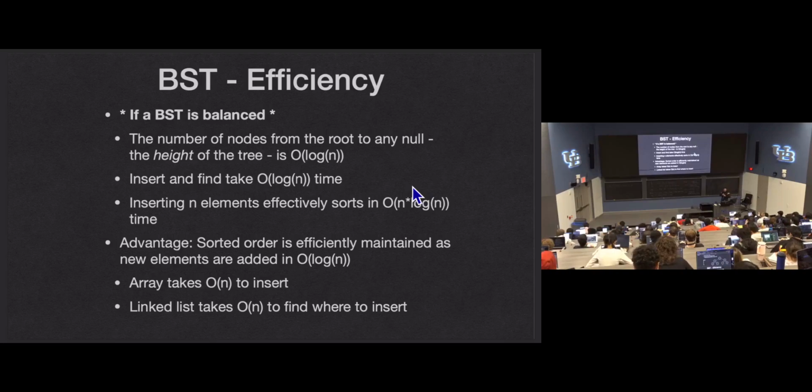So we get log n insert, log n find. The two algorithms that we just saw are both going to be log n algorithms if the tree is balanced. And we can also delete a node in log n. We didn't talk about deleting nodes, and we won't in 116, but we could also delete a node in log n time.